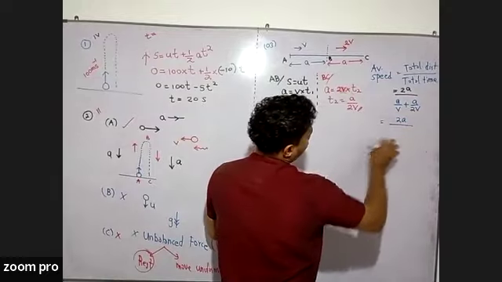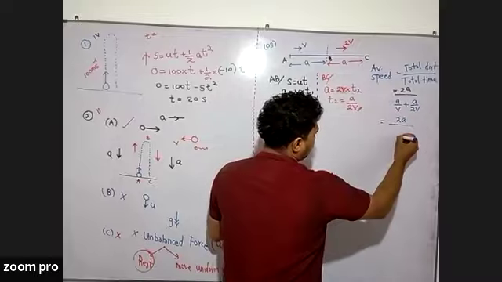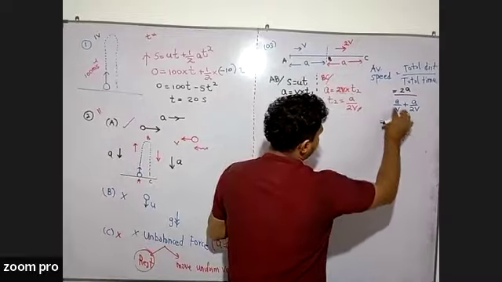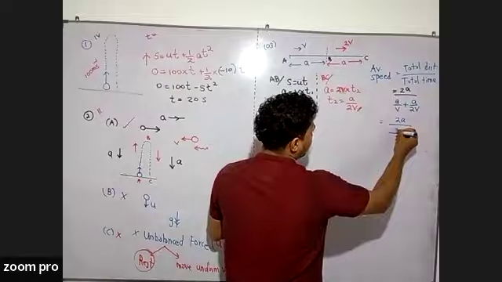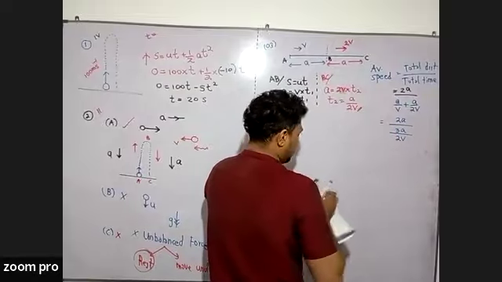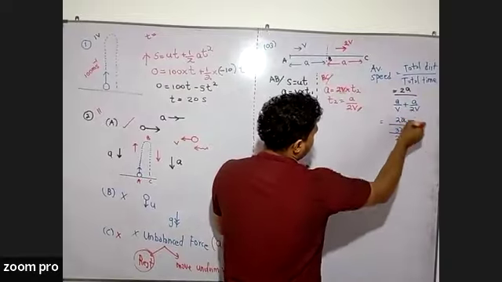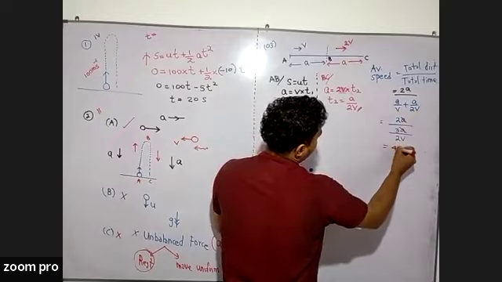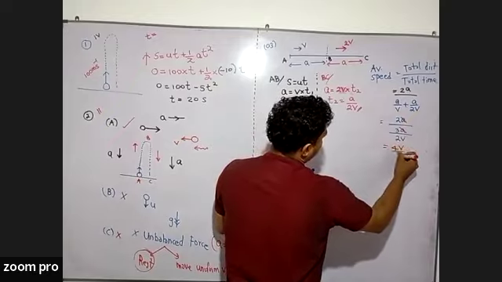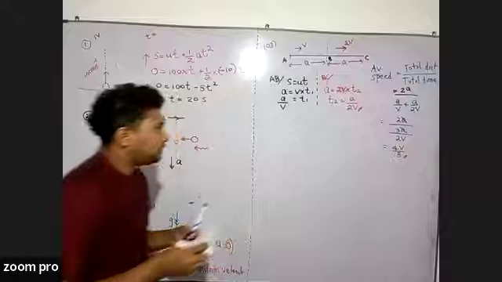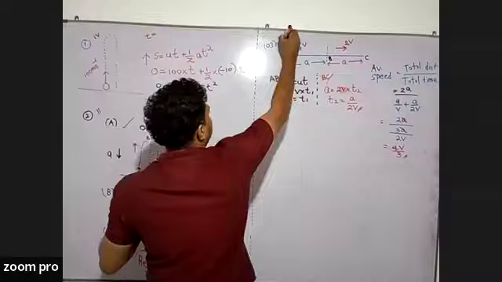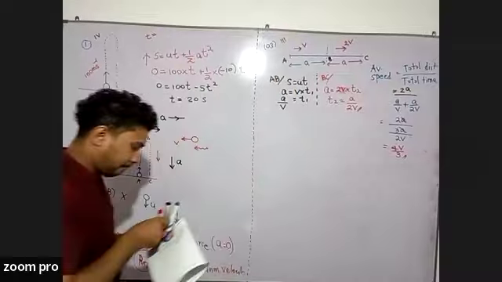Then let's take a common denominator of 2v, then it should be 2a plus a, that is 3a, right? So then these cancel each other, and we can obtain the answer as average velocity 3v over 4. So the answer should be the third one.